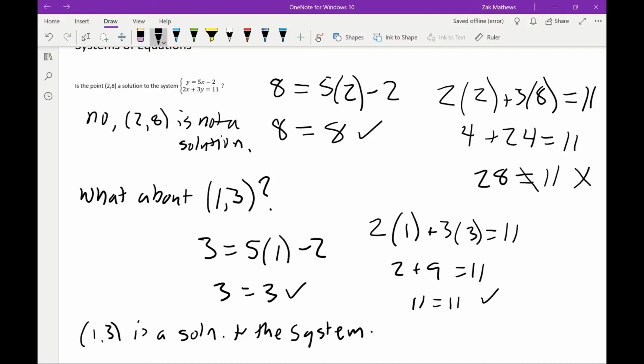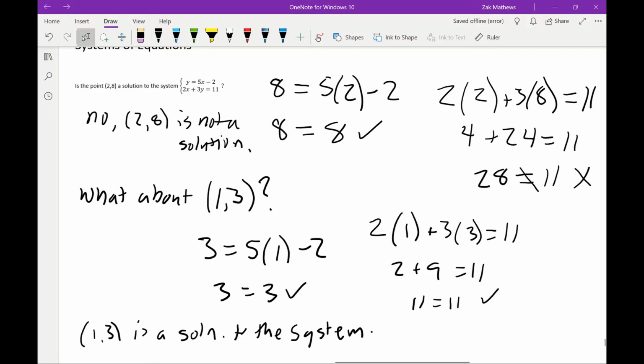Either thing is true. So we tested our first point, the (2, 8). We said, hey, no, that doesn't work because it doesn't work in both equations. We tested another point. It worked in both equations. So before we get into solving these, let me talk about how many points we should expect to work. Is this the only point that is going to work, or are there going to be others?